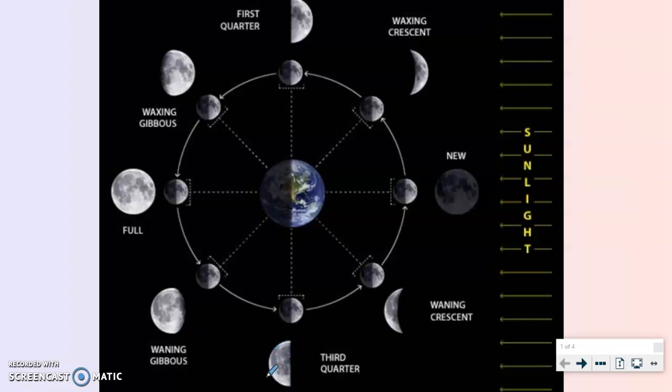Third quarter means that the right side is now gone, and we only see the left side of the moon. And we keep going to the waning crescent. So just a little bit of the left-hand side is left, and then we go back to the new moon phase.